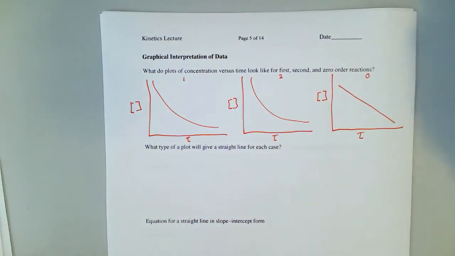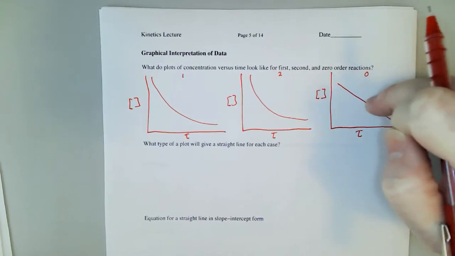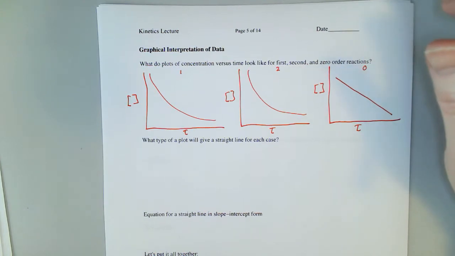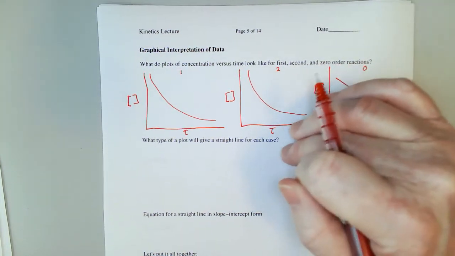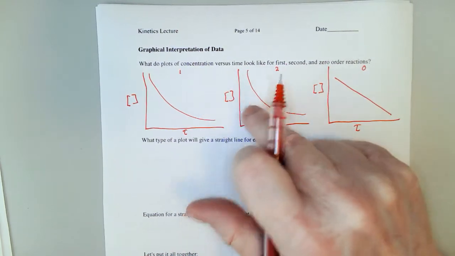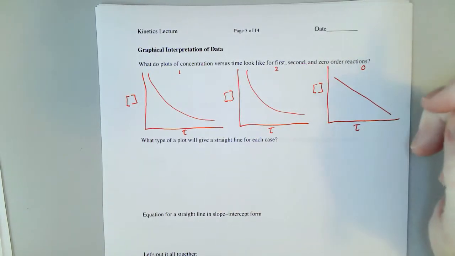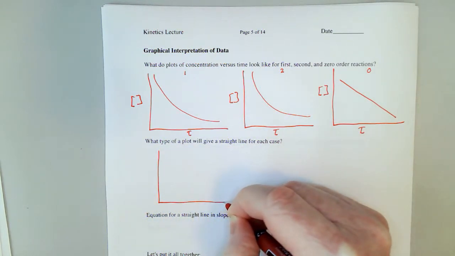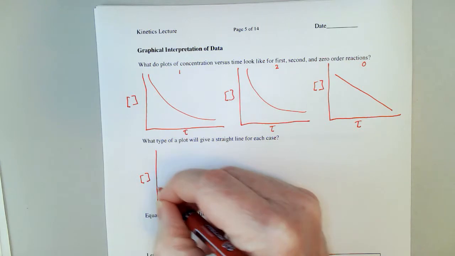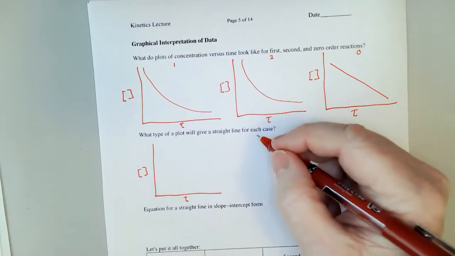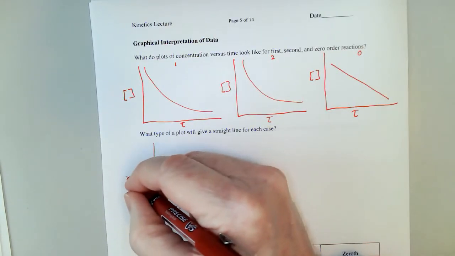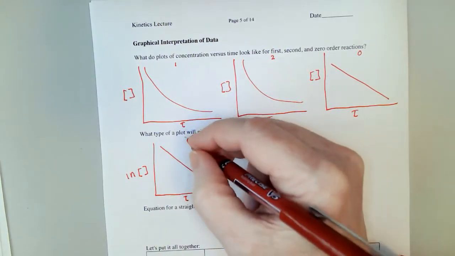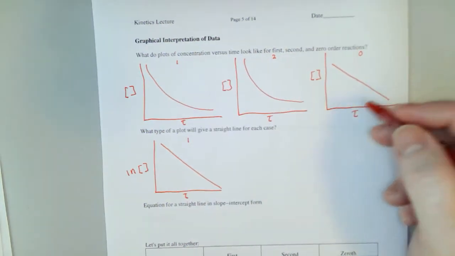Now, it's important to know that I absolutely love when I get a straight line. That works wonders for me. But what type of plot would give me a straight line for these two? See, this I can write y equals mx plus b equations for. Well, when you play around with the data, what you find out is that the natural log of the concentration versus time for a first order reaction gives you a straight line.